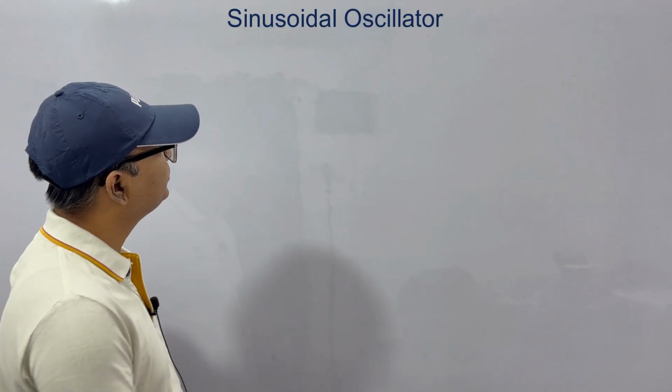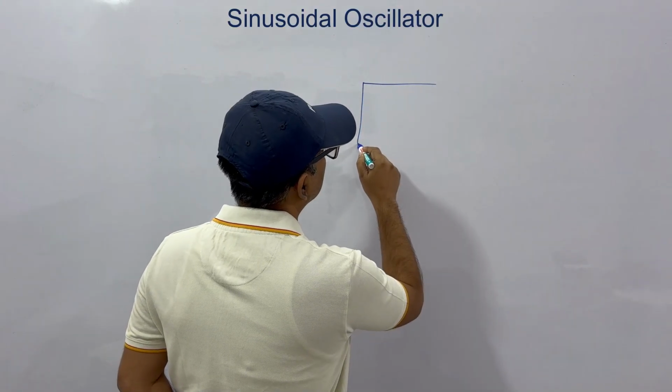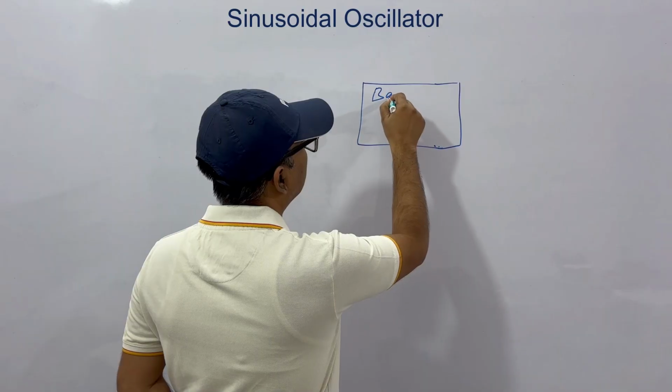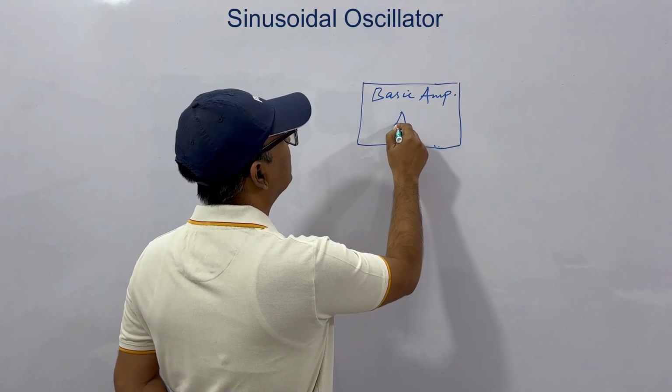Our topic for today is sinusoidal oscillator. Let's understand what is a sinusoidal oscillator. Let's say we have an amplifier here. You have studied about amplifiers. So this is a basic amplifier with gain as A.